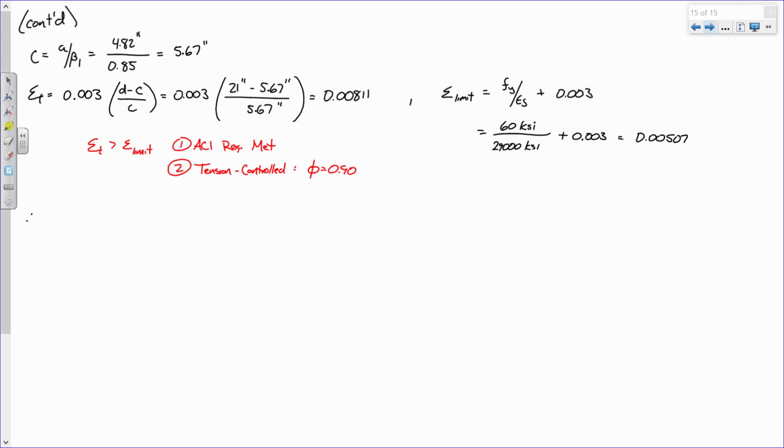So now I know what Mn is and I know what phi is. I can say that phi Mn is 0.9 times, and I think Mn was, what was it, 355.1? Was that right? 355.1 foot-kips. And so phi Mn is what? 319.6. 319.6 foot-kips.